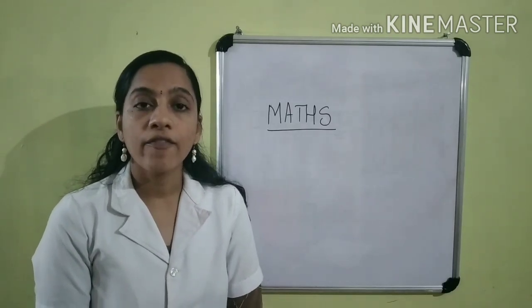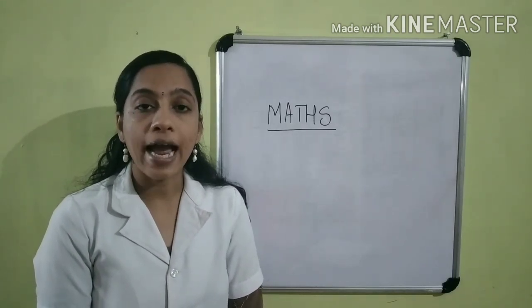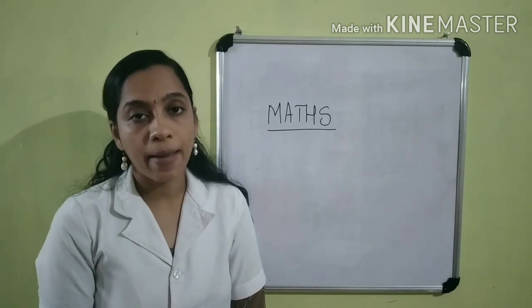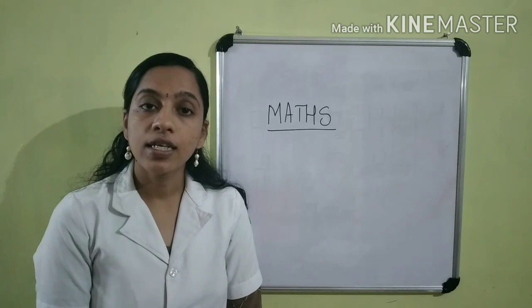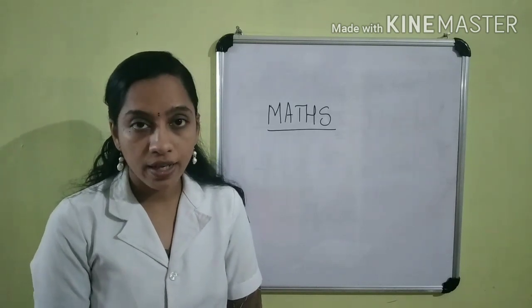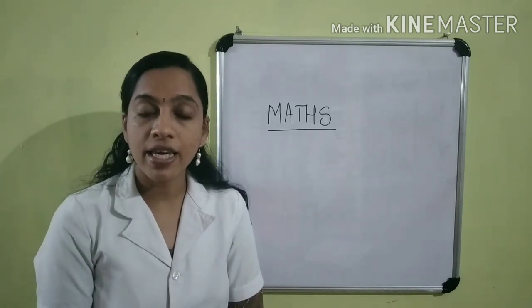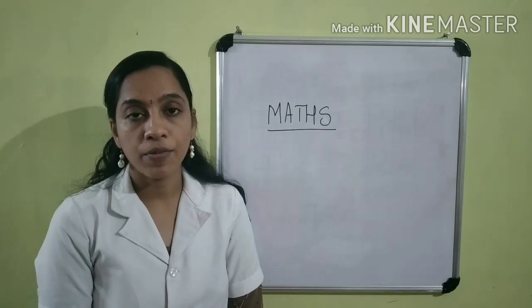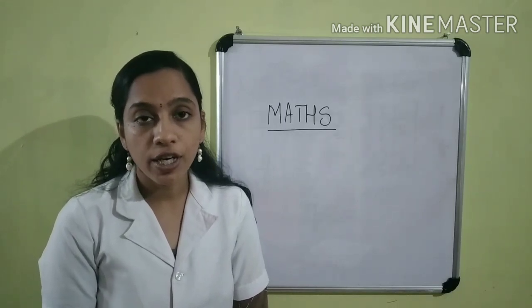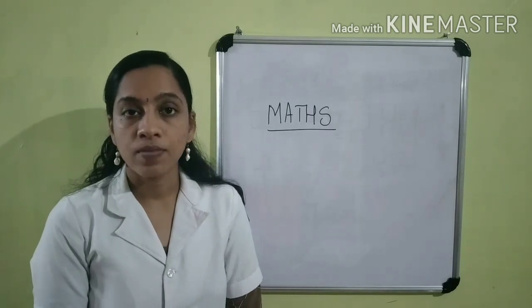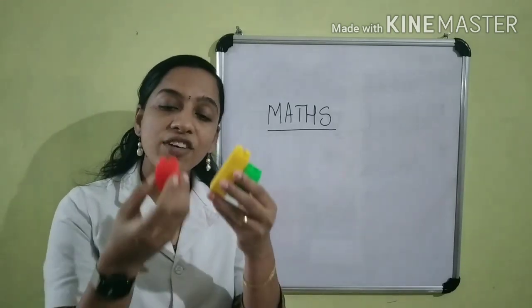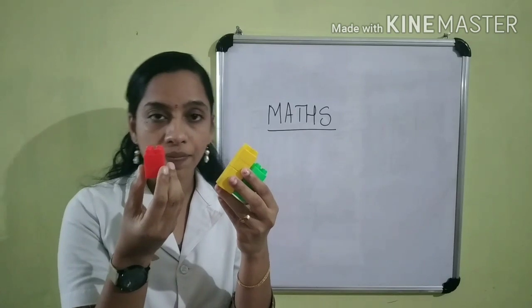So today we will discuss how to add three one-digit numbers. We learned how to add two numbers. We learned the method of forward counting and addition by making a group of 10, etc. So today we are going to learn how to add three one-digit numbers. Are you ready, children?